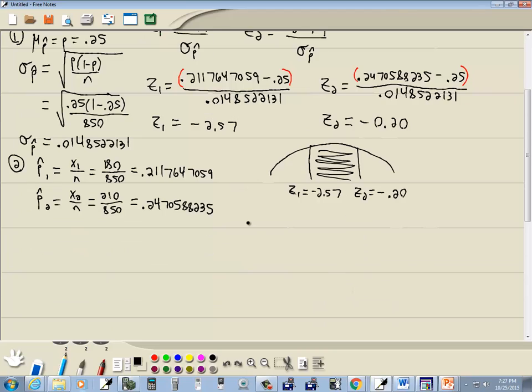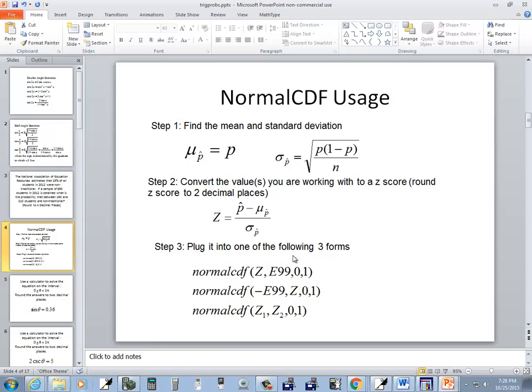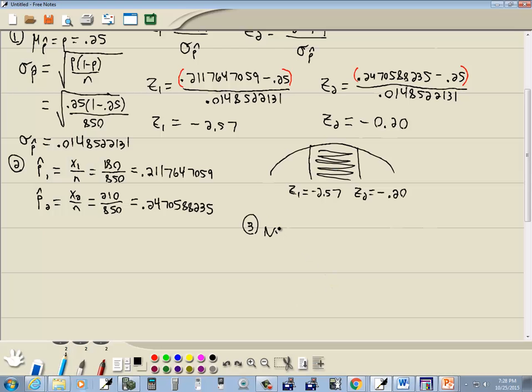Step 3. I want to plug into one of these formulas, and it's the last one we're going to use because it's between two values, z1 and z2. So we're going to do normal CDF, our low value, which is negative 2.57, our high value, which is negative 0.20, 0, and 1.